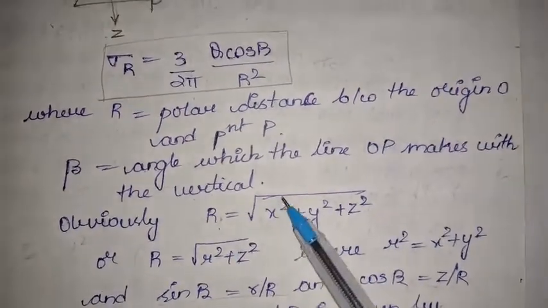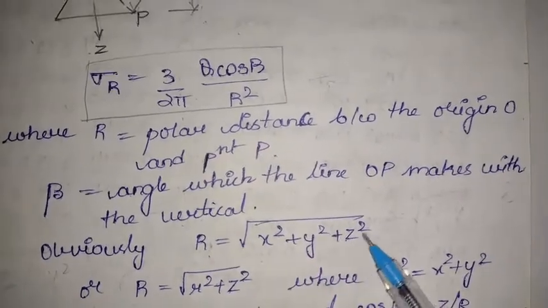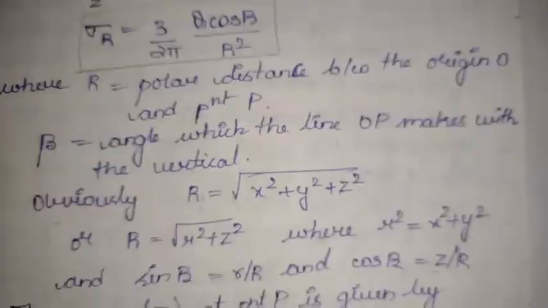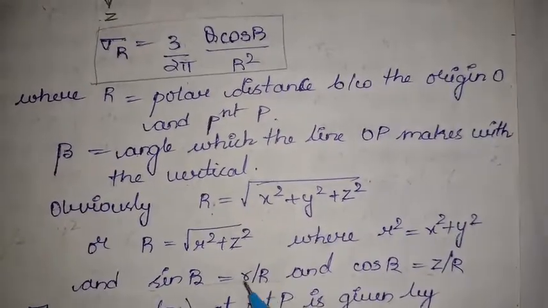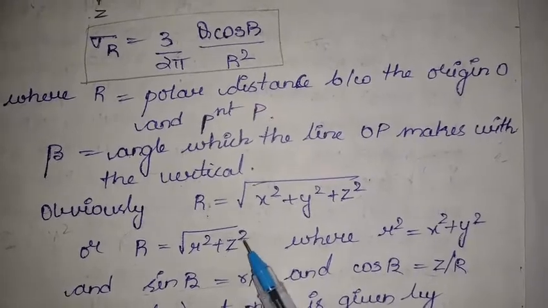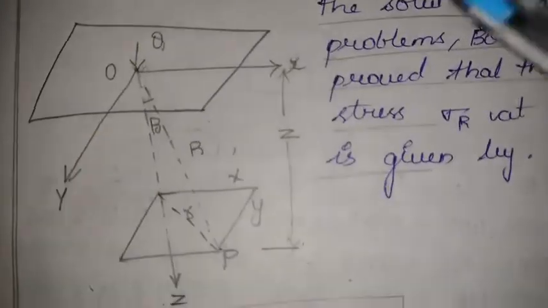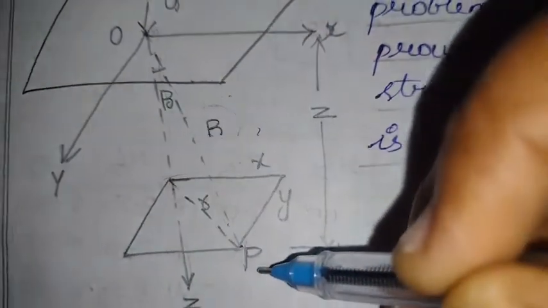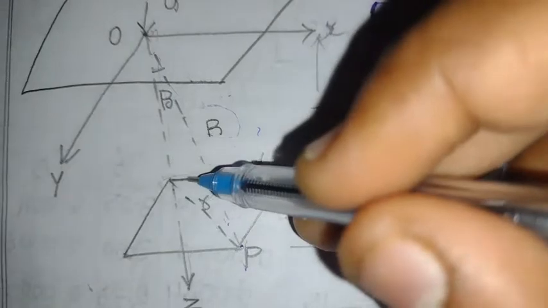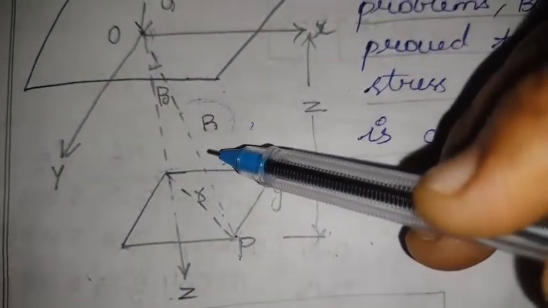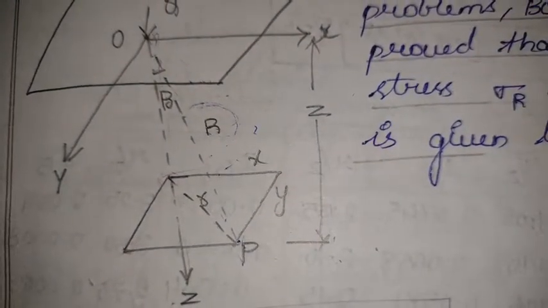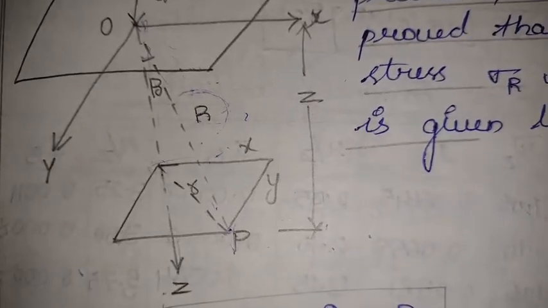So obviously R is equal to under root of x square plus y square plus z square, or R is equal to under root of small r square plus z square. In this diagram, this is the capital R, but here we have a small r. So from this diagram, R square is equal to small r square plus z square.